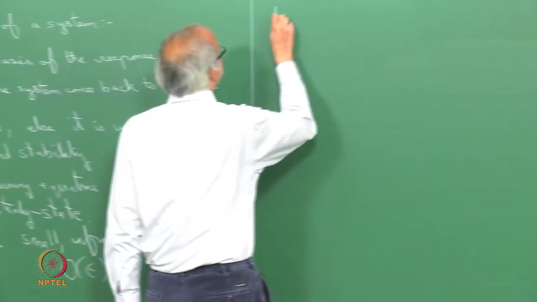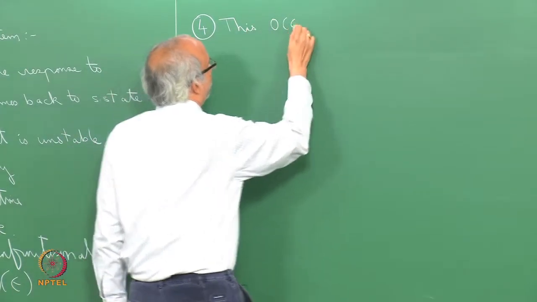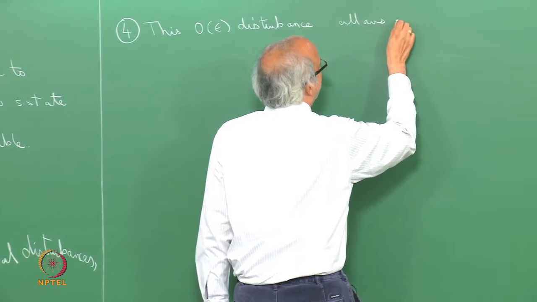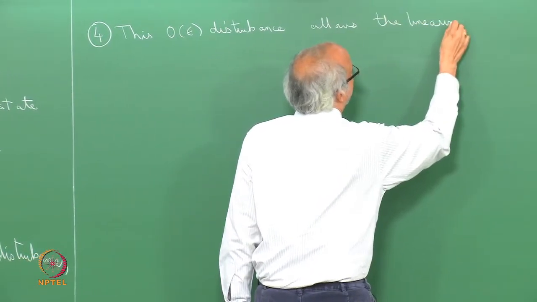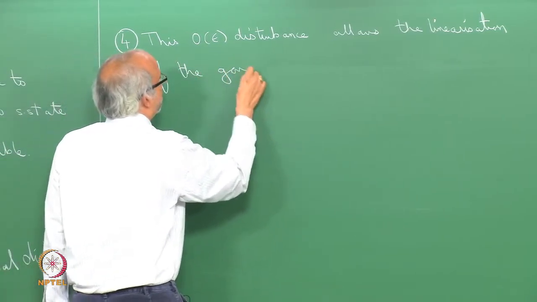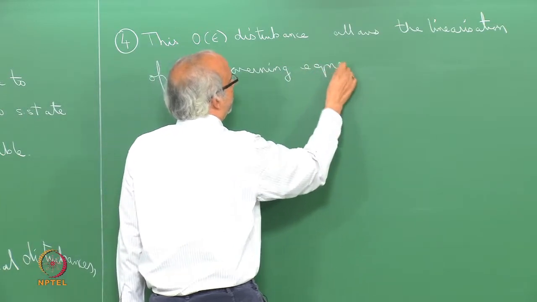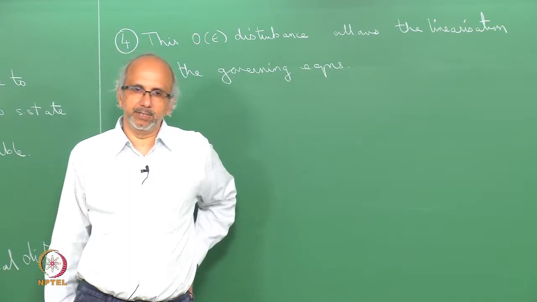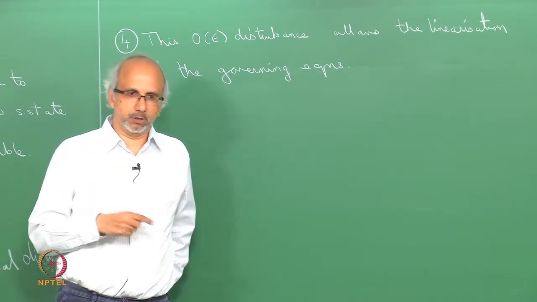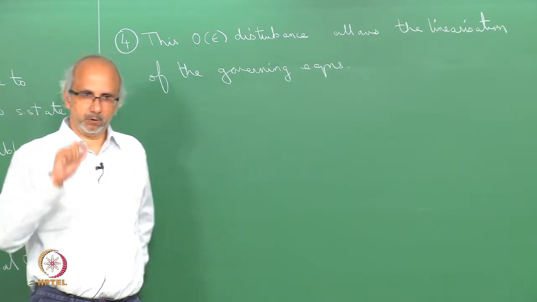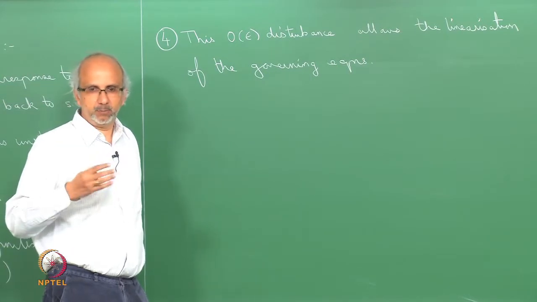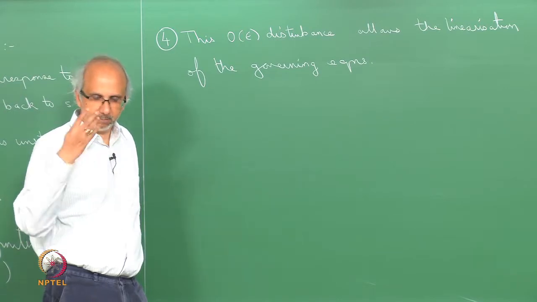What this order epsilon disturbance allows me to do is the linearization of the governing equations. The original equations will typically be nonlinear, and since you are talking only about small disturbances, what you will be doing is linearization. You begin with a nonlinear system, and you linearize it because you're getting only small disturbances. You do a Taylor series expansion, and you retain only the first order term. You don't take higher order terms, because the higher order terms will be nonlinear.